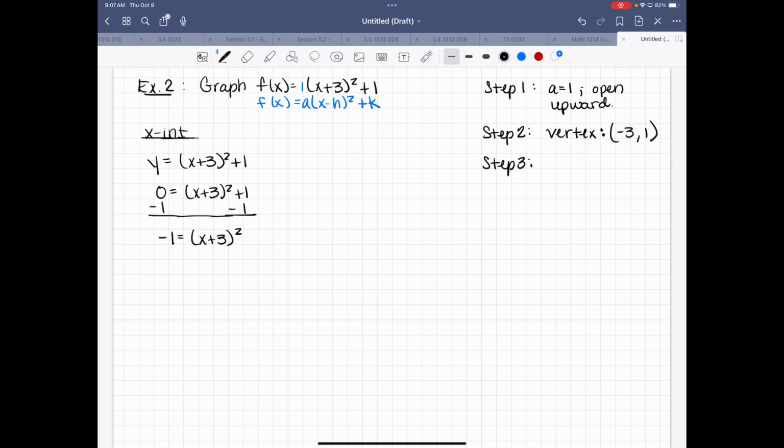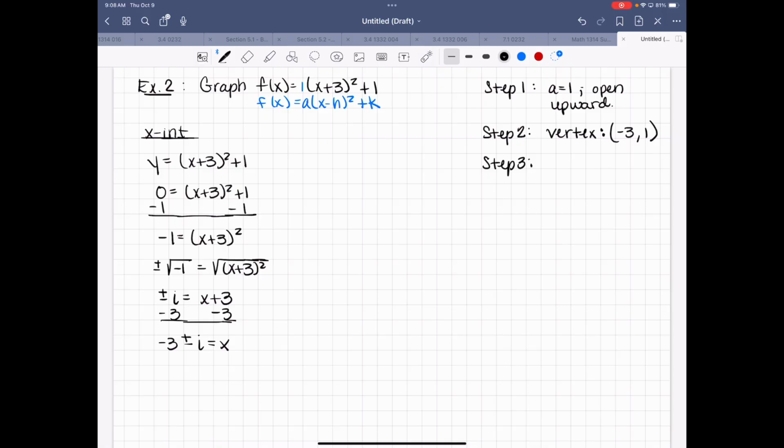Now, it opens upward, so that means it's going to float somewhere above the x-axis, okay? I'm going to go ahead and take the square root of both sides so that you can find the solutions there. So I know that the square root of -1 is really what? i. So I get plus or minus i equals x plus 3. I'm going to subtract 3 from both sides. And that's going to give me -3 plus or minus i equals x.